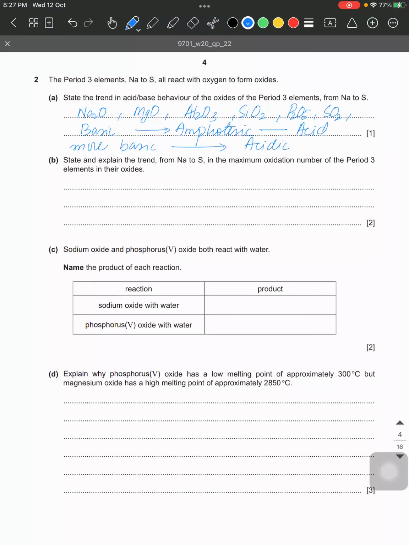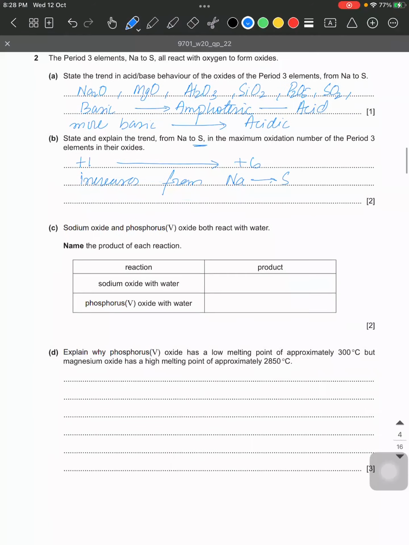If you talk about part B, state and explain the trend from sodium to sulfur in the maximum oxidation number of the period 3 elements in their oxides, right? So if you talk about electrons in the outermost shell, the oxidation state increases from sodium, which is always +1, to +6 for sulfur. You can say that it increases from sodium to sulfur, right?